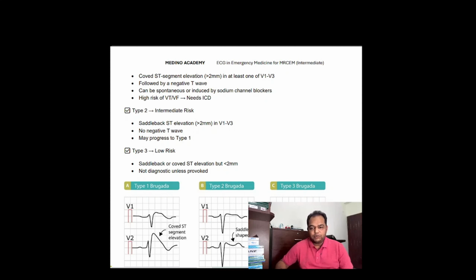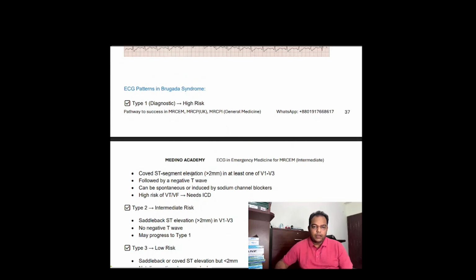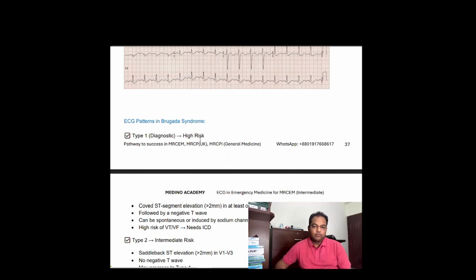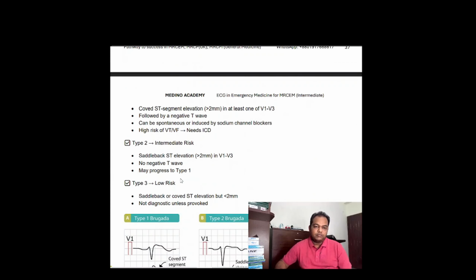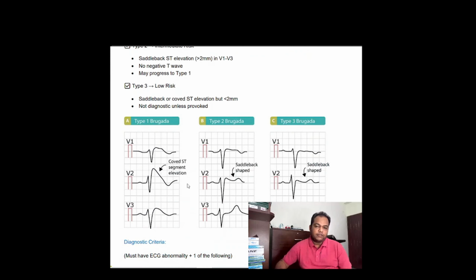In type 3 Brugada syndrome, there is also saddleback shaped ST elevation, but less than 2 small squares. And among these types, type 1 is of high risk, type 2 is of intermediate risk, and type 3 is of low risk for Brugada syndrome.